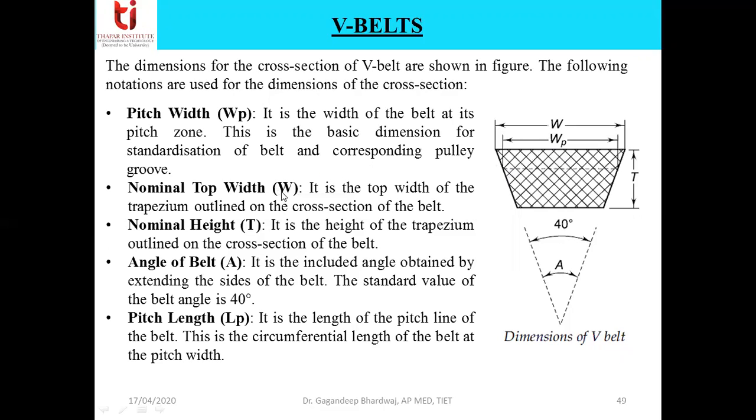Nominal top width is the top width of the trapezoidal outline in the cross section. This is W nominal. Nominal height is the height of the trapezium outline in the cross section of the belt. This is nominal. Angle of belt, this is V belt drive. Nominal angle will be given to you. And pitch length is the length of the pitch line of the belt. This is the circumferential length of the belt at the pitch width. These are the basic notations that are used in V belts.